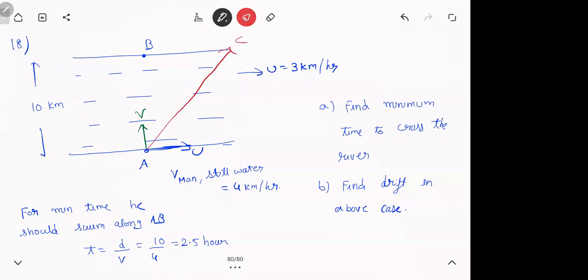That is a drift. So what is the drift here? Drift is horizontal velocity into time. Now what is the horizontal velocity here? The river's speed, which is u, which is 3. Time is 2.5 hours, so that is 7.5 kilometers. Have a look at this. Any doubts, please ask me. So the man will reach point C in the shortest time, 2.5 hours, but because of this, he got drifted by 7.5 kilometers. He will not reach B. Any doubts on this thing, please ask me.